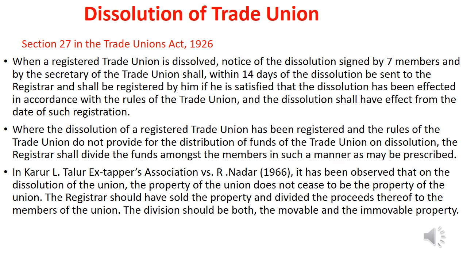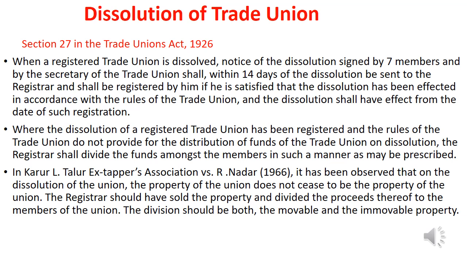Where the dissolution of a registered trade union has been registered and the rules of the trade union do not provide for the distribution of the funds of the trade union, then on dissolution, the registrar shall divide the funds amongst the members in such a manner as may be prescribed. So if a trade union is dissolved and the rules do not provide how to divide the funds, then it is the responsibility of the registrar to divide the funds amongst the members who have contributed to that trade union.